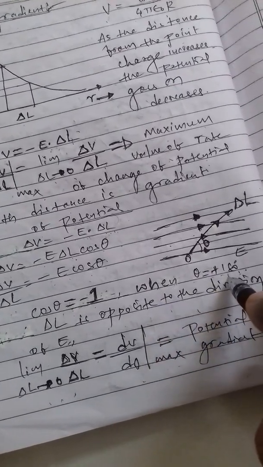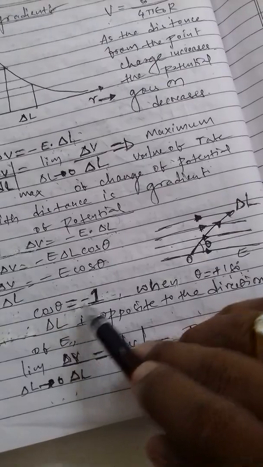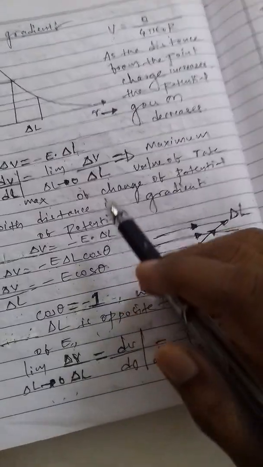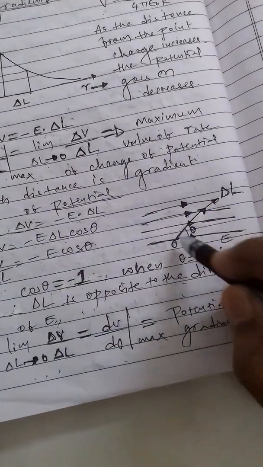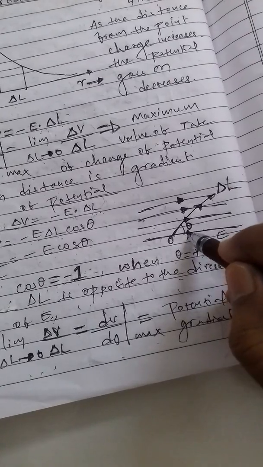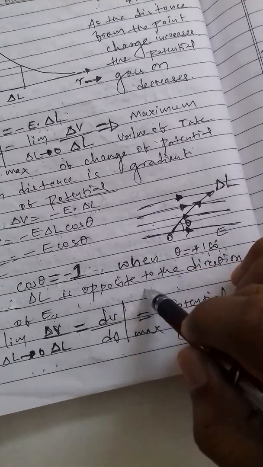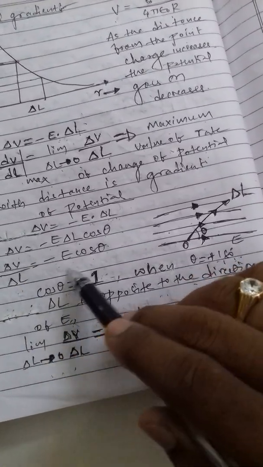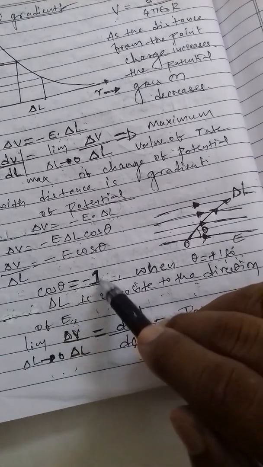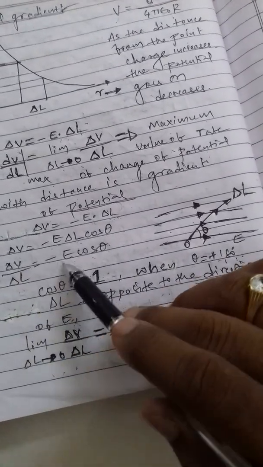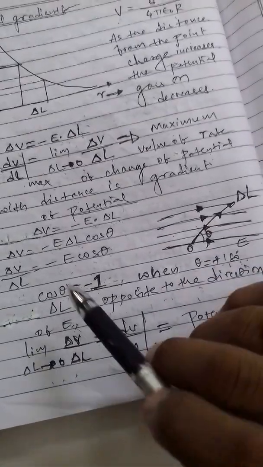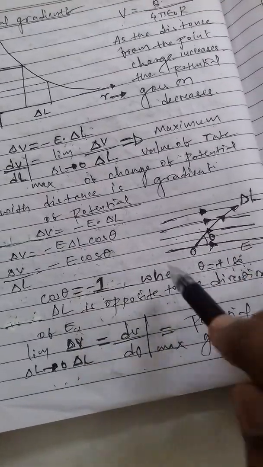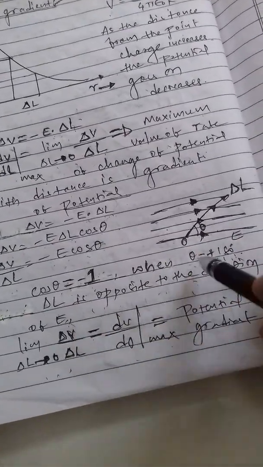And theta is equal to 180 degrees, that is pi. Cos theta is equal to minus 1. Delta L is opposite to the direction of the electric field. For that, cos theta is equal to minus 1, so delta V by delta L is positive, and theta is equal to plus 180 degrees. That is, both are in opposite directions.